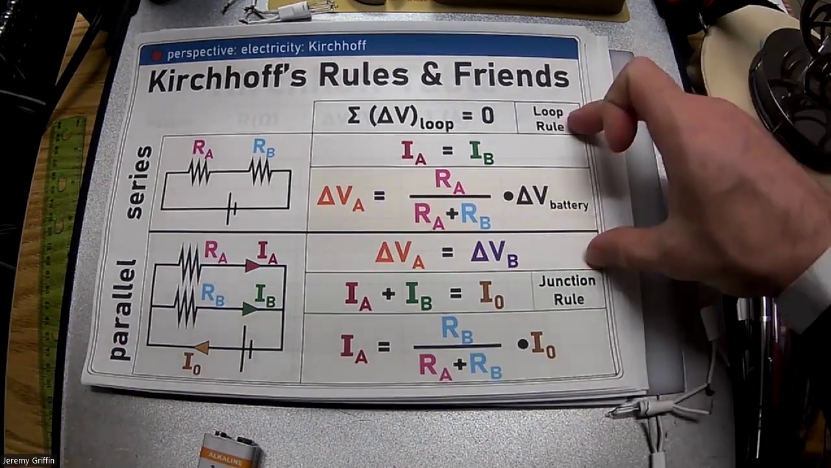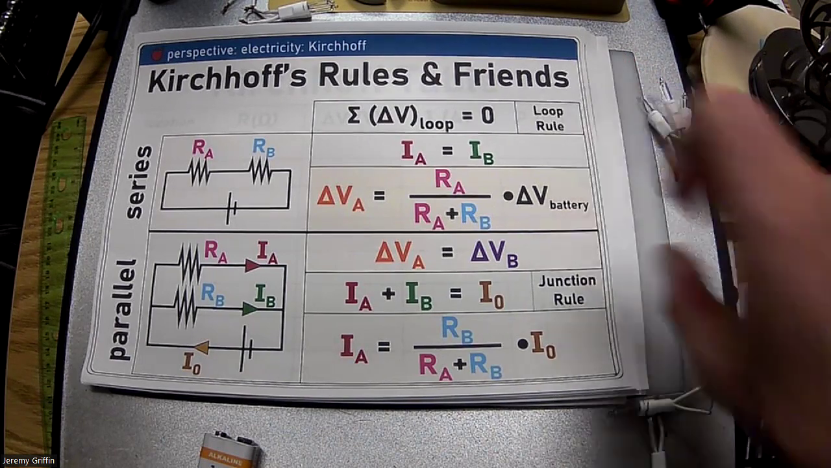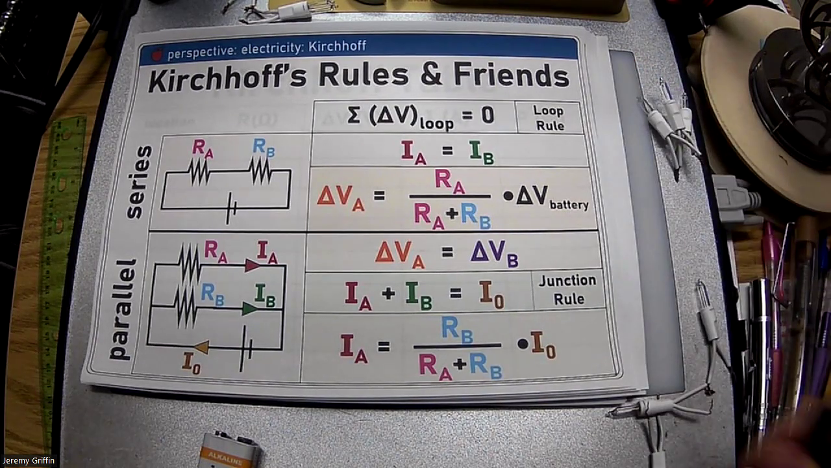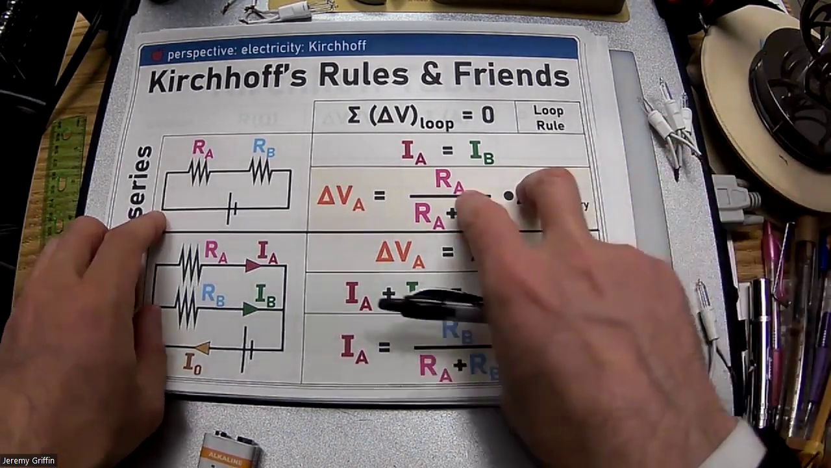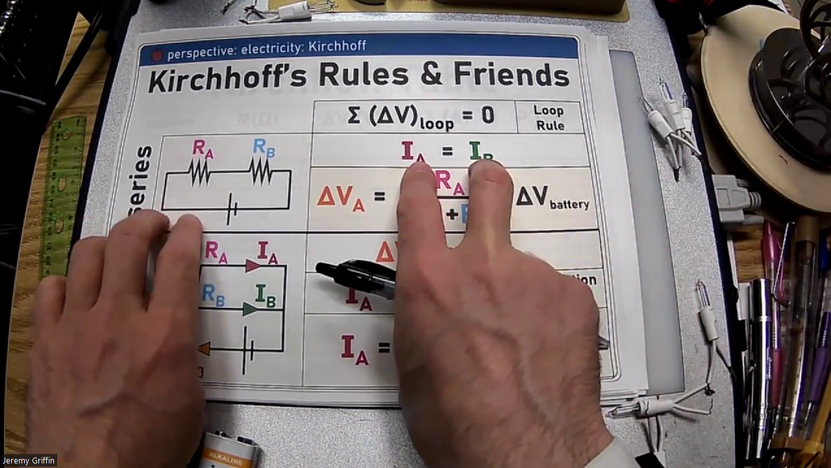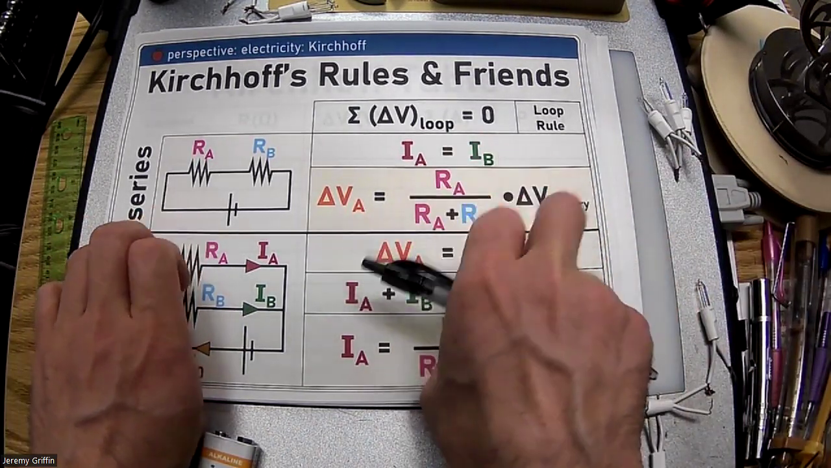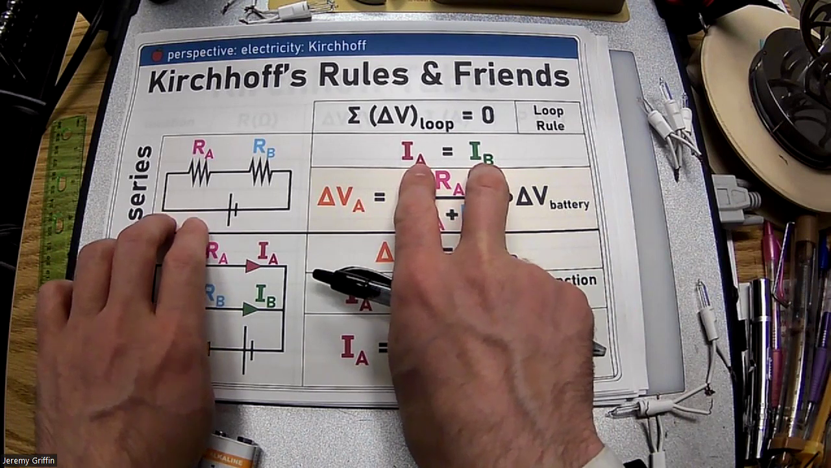So here are your basic rules: loop rule, junction rule. Now, some other consequences that fall out of this are all the other rules I haven't mentioned yet. Let's go through those. So for a series setup, you guys ready for this one right here? The series setup.